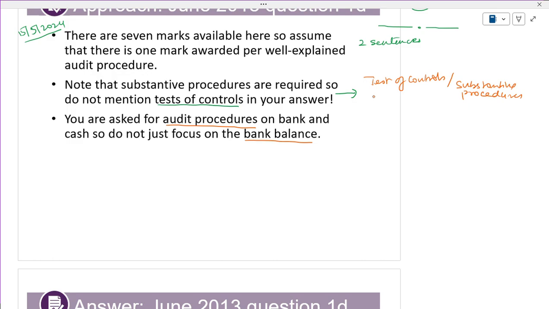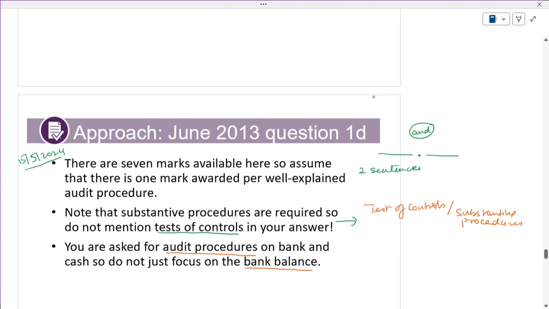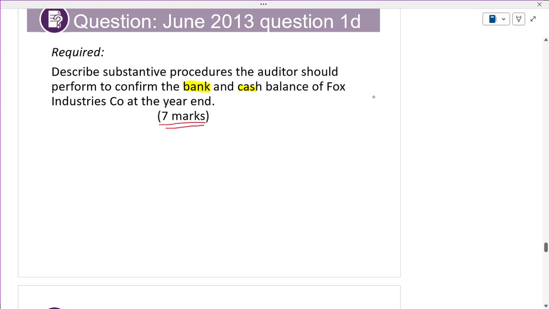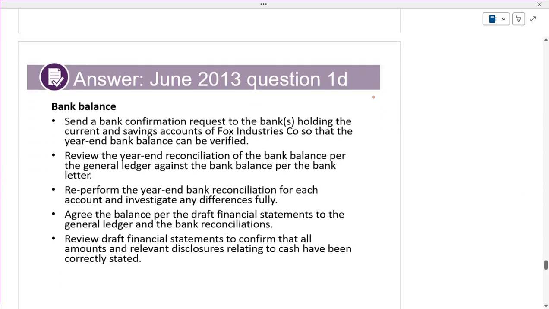I can say with all my understanding, no exam will give such clear-cut instructions on how to work out the things. When we say what the requirement is, they ask for substantive procedures for bank and cash balances. Now, send a confirmation request to the bank, with the approval of the client, for the current and savings accounts of SOX Industry so that year-end balances will be verified. The first thing is you have to send the confirmation. That is the beginning point.